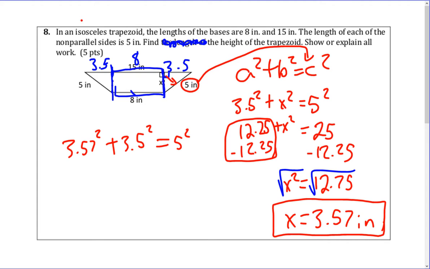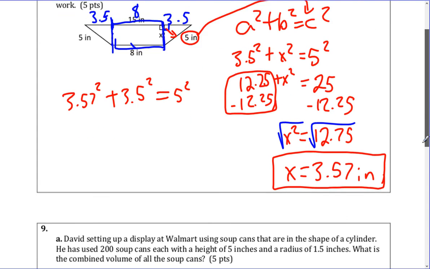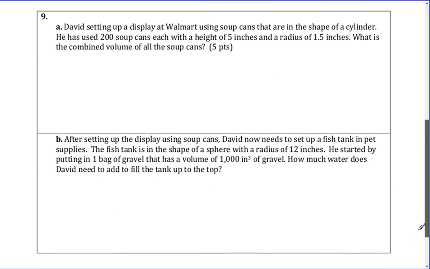Last one. Nice. David is setting up a display at Walmart using soup cans that are in the shape of a cylinder. He has used 200 soup cans, each with a height of 5 inches and a radius of 1.5 inches. What is the combined volume of these soup cans? All right, so a cylinder is this shape. And the volume formula for a cylinder is V equals pi r squared h.